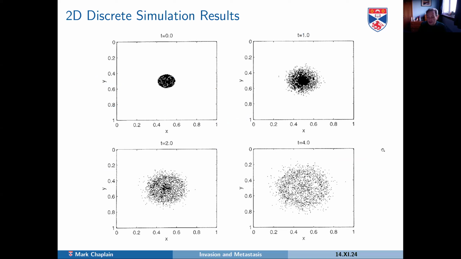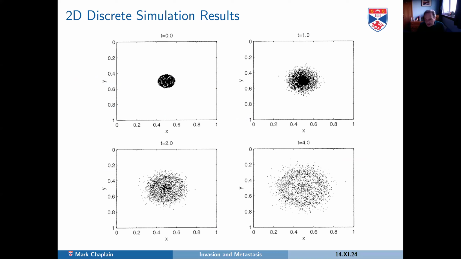So again, by doing that, and then simulating the model on a two-dimensional grid with individual cells, initially we have a clump of cancer cells in our matrix, and then over time, as you can see, we have this spread of the cancer cells into the extracellular matrix.